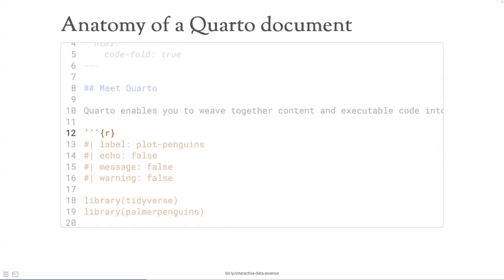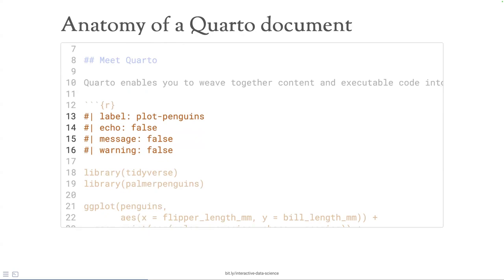The next part of the anatomy of a Quarto document is what are called code chunks. Those are denoted by 3 backticks and then in curly braces, the programming language that you want. And within this code chunk is going to be your executable code. So this is code that is actually going to run. And there are these things called code chunk options. They're denoted by the pound sign and then the long vertical line. I think that is called a hash pipe. And this provides metadata for your code chunks.